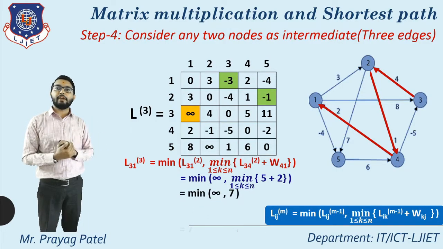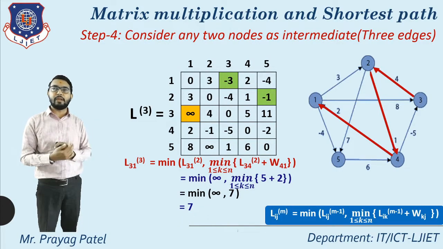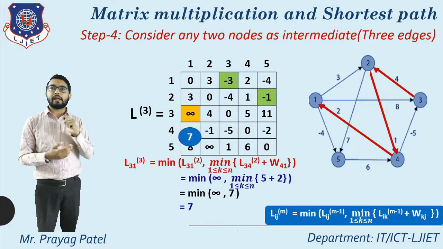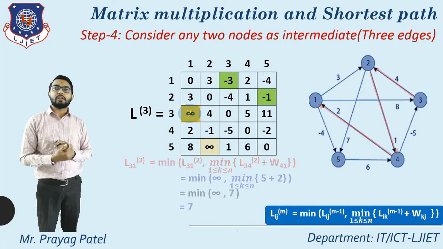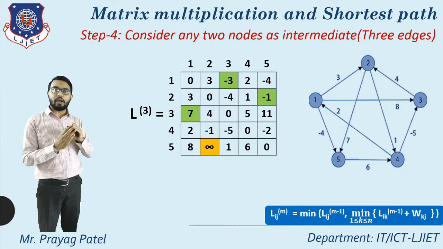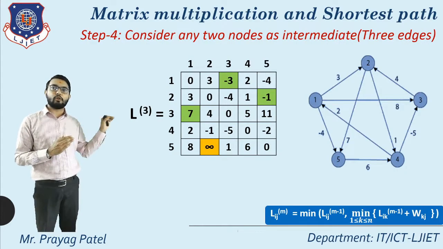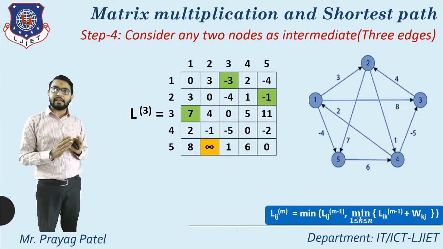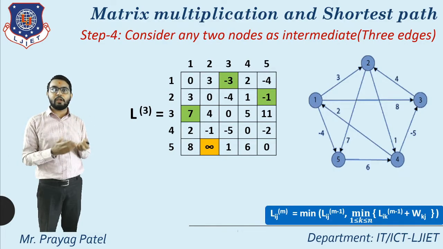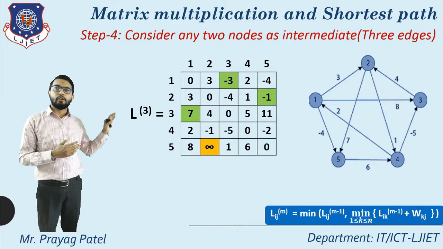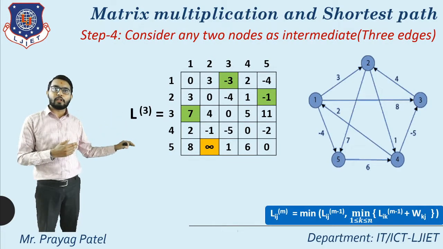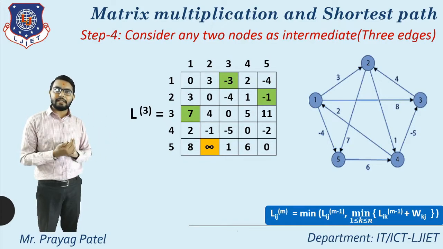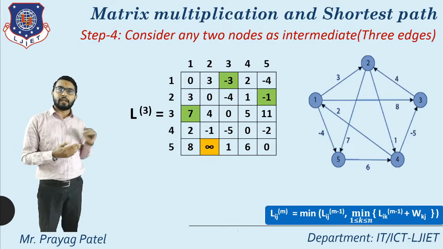So the minimum of infinity and 7: consider 7 as the minimum and put the value 7 at location 3, 1. Now consider the next location. Here all the remaining elements in row number 3 stay as they are, because no path is available, or in some cases the distance already given is smaller than the new distance, so there is no need to replace. In the fourth row all the values stay as they are, so no need to worry about that.